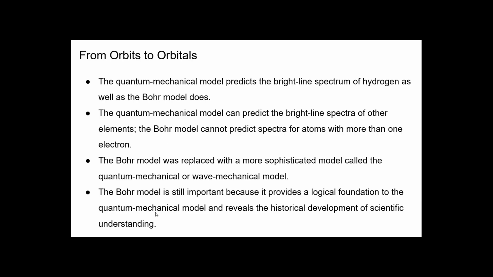So the quantum mechanical model predicts the bright line spectrum of hydrogen as well as the Bohr model. The quantum mechanical model can also predict the bright line spectra of other elements. So Bohr could only predict hydrogen, and the quantum mechanical model could predict and give accurate information about other elements. The Bohr model could not do that with just one electron. So the Bohr model was replaced with this quantum mechanical or wave mechanical model. The Bohr model still is important because this is where we got our foundational understanding, so that's why it's always taught, but then we expand on the quantum mechanical model. That's it.